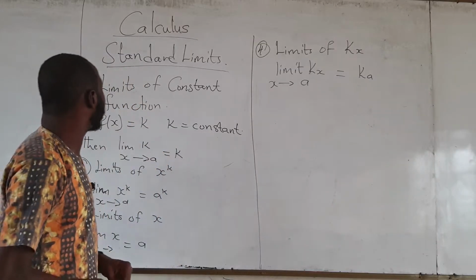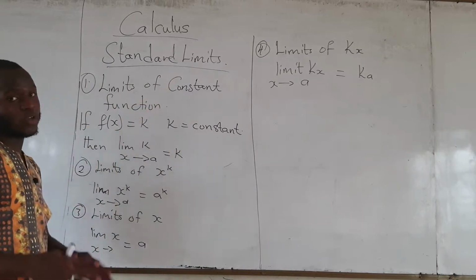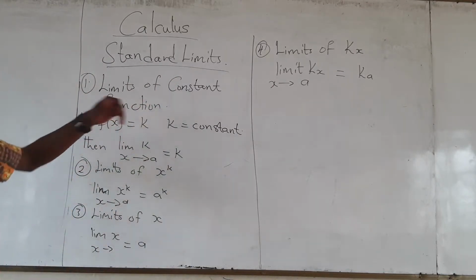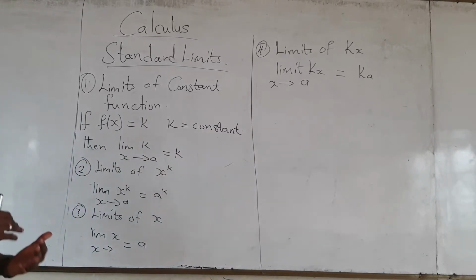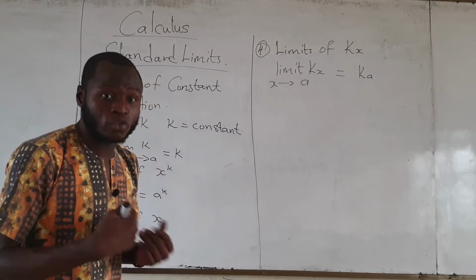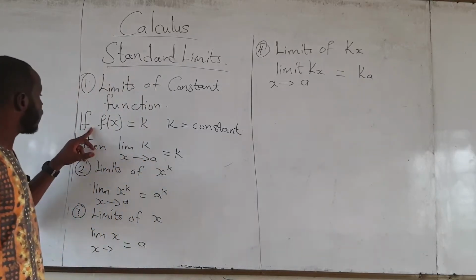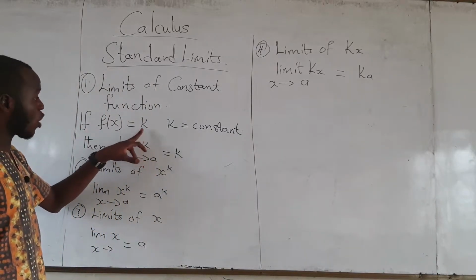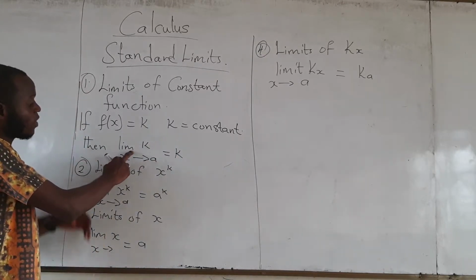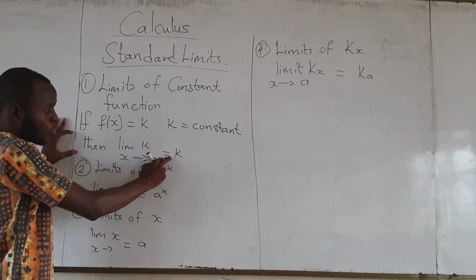Now we are going to look at the standard limits that I promised to record the video on. The first one that we have is the limit of a constant, which means if you have a limit and it is just a constant, how do we resolve it? If f of x is equal to a constant k, then the limit of k as x approaches a will be equal to what?